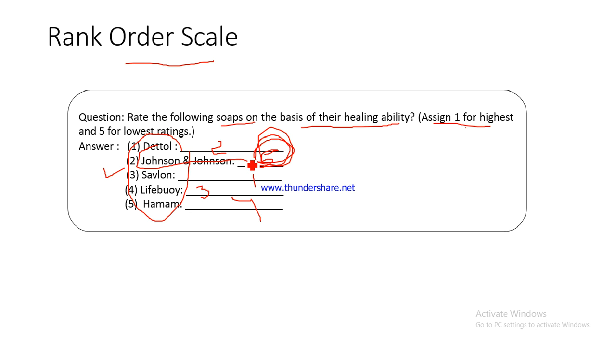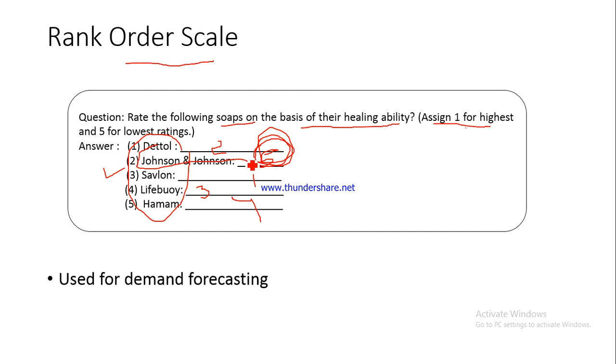In this fashion, the respondent has actually provided us his ranks for these 5 different brands of soaps as far as their healing abilities are concerned. So for my respondent, rank 1 is occupied by Savlon, while Johnson & Johnson ranks 5th. Is that making sense? So this is called a rank order scale, and that is why this particular scale is known as a ranking scale.